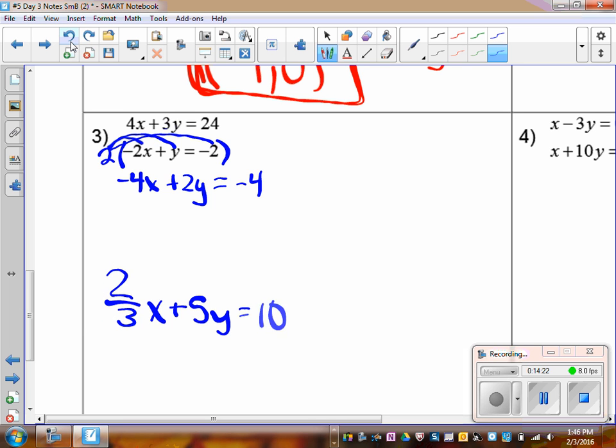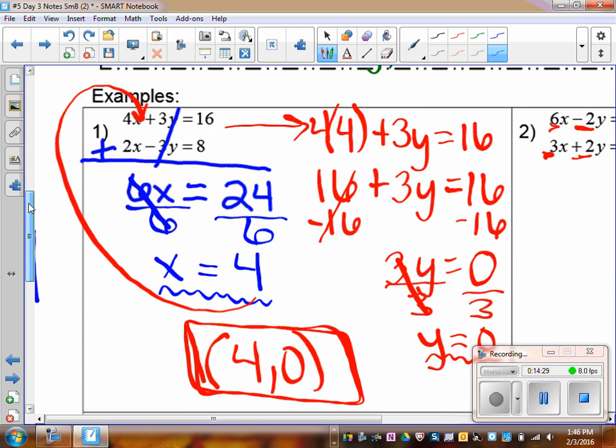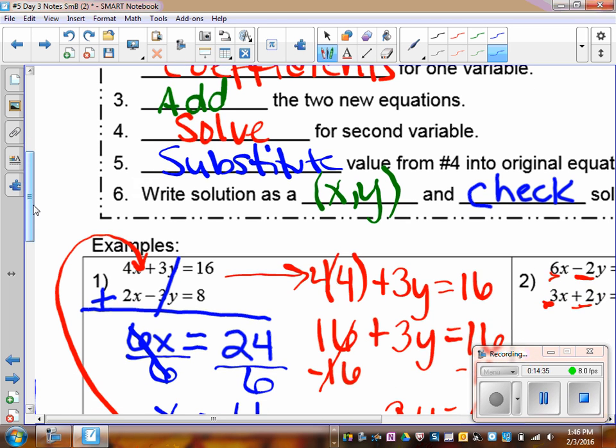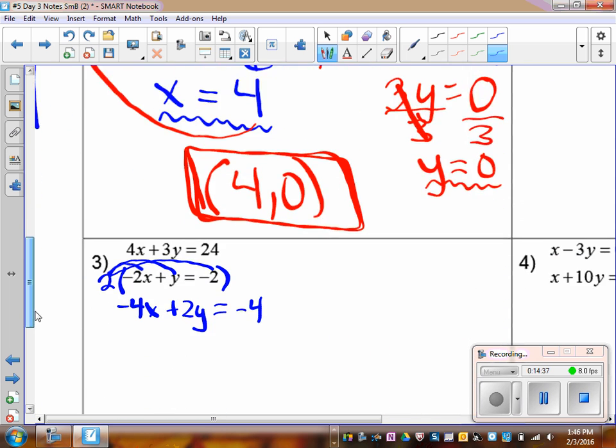We still haven't covered number 6 in the solving systems part: write the solution as an ordered pair, and check your solution.